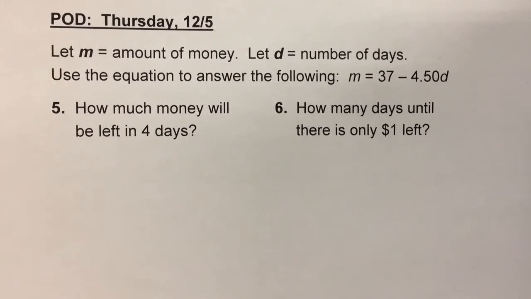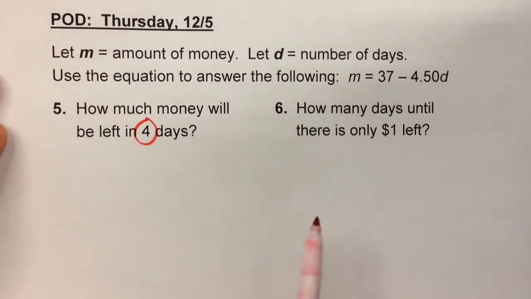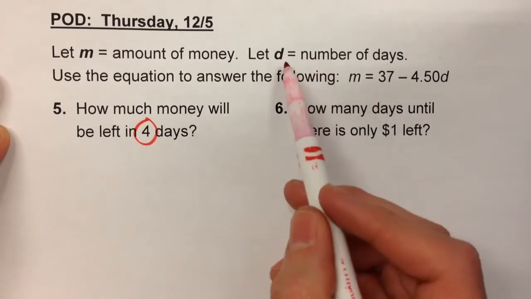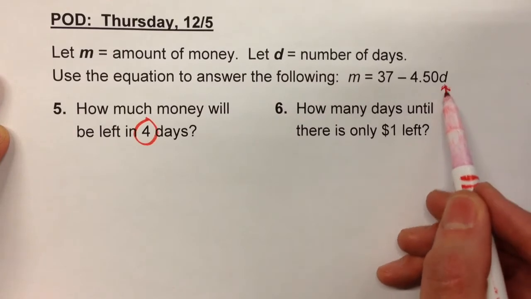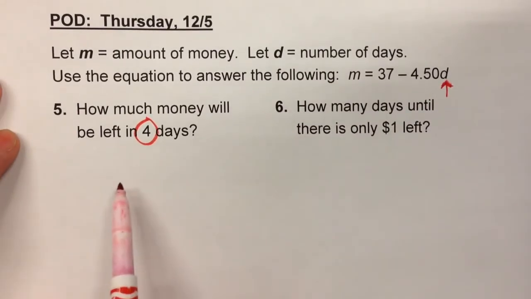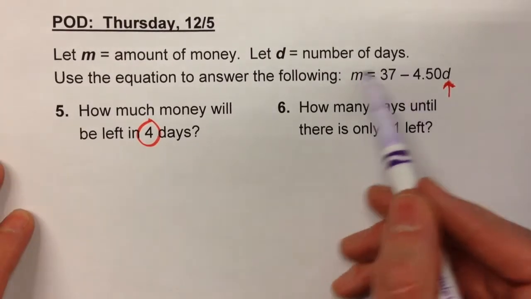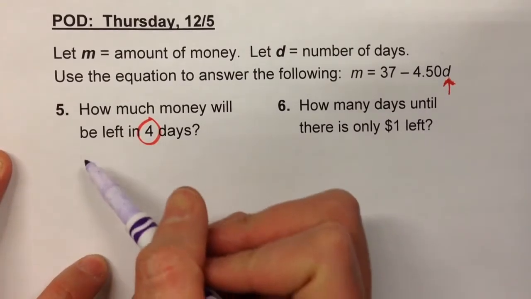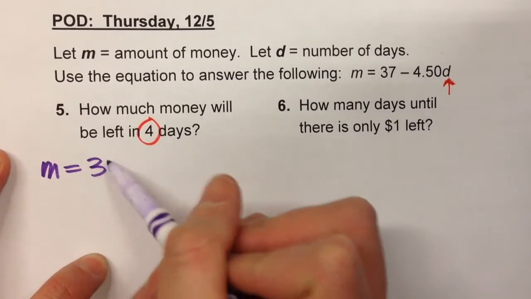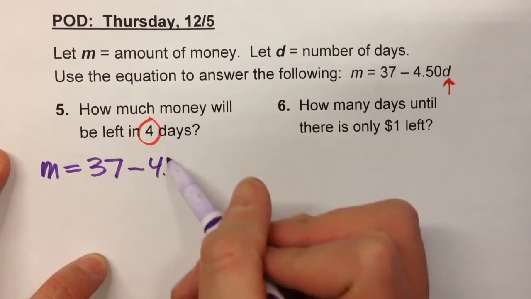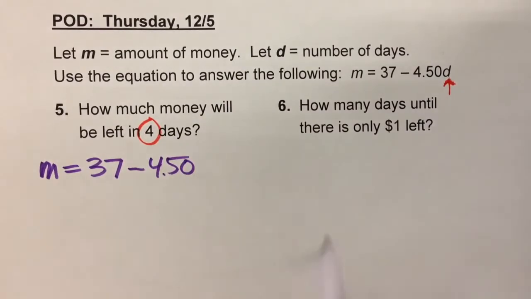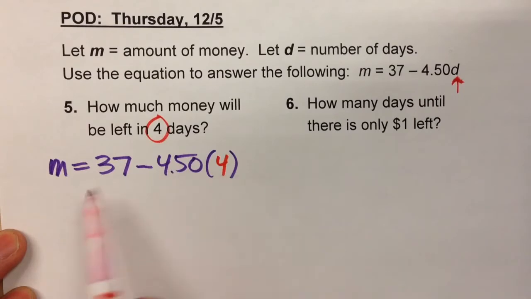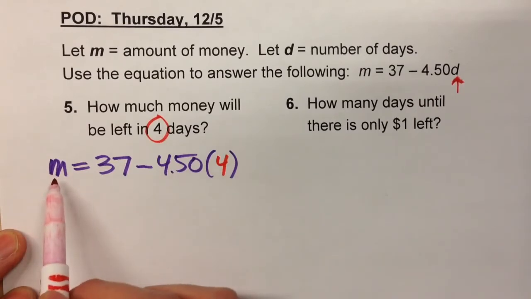So the first thing you have to do is think, is the 4 the m or the d? 4 is days and d is number of days, so 4 is the d. So what we're going to do is, to use our equation, we're going to write our whole equation again, but instead of d, we're going to replace that with 4. So we're going to write m equals 37 minus 4.50 times, instead of d, we're going to multiply it by 4. Once we compute all this, we'll be able to calculate what the amount of money will be.